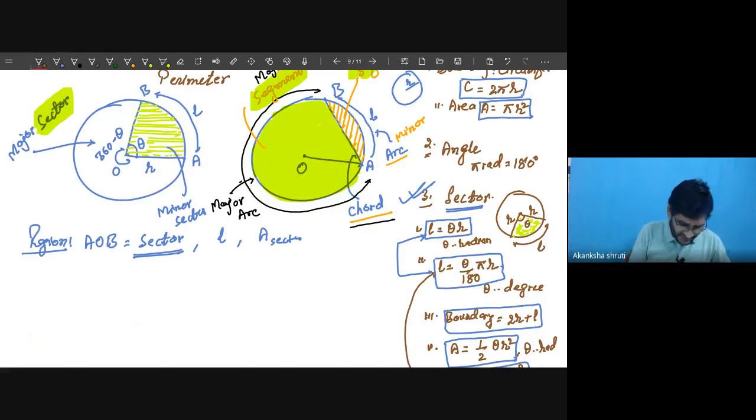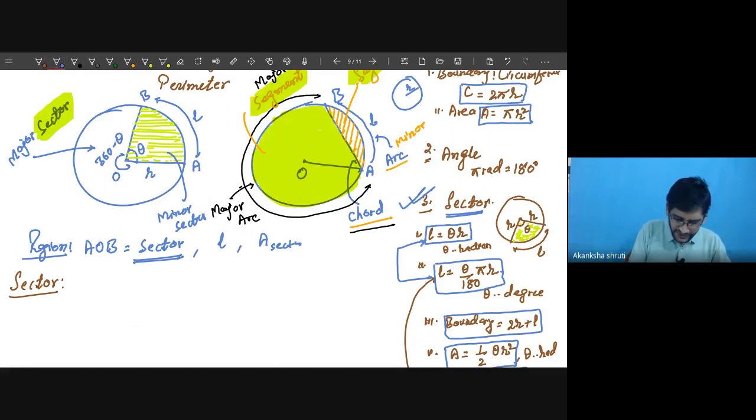So students, regarding this sector, just recall, for this minor sector first we have to focus. The theta is included for this minor sector. Student, don't worry. If theta itself is the major sector, still the formula is applicable. Though in the figure we have shown it less than 180 degrees, even if it is greater than 180 degrees, the formula is not affected.